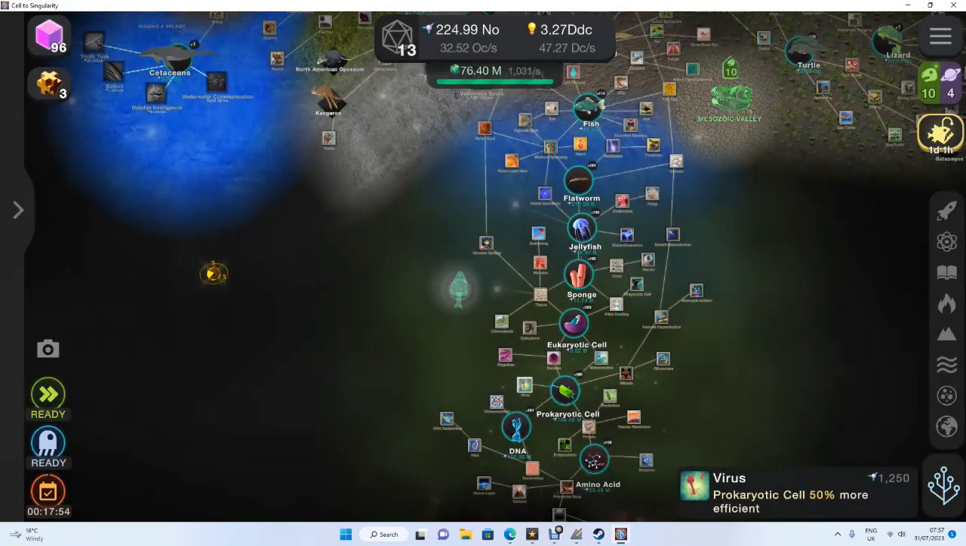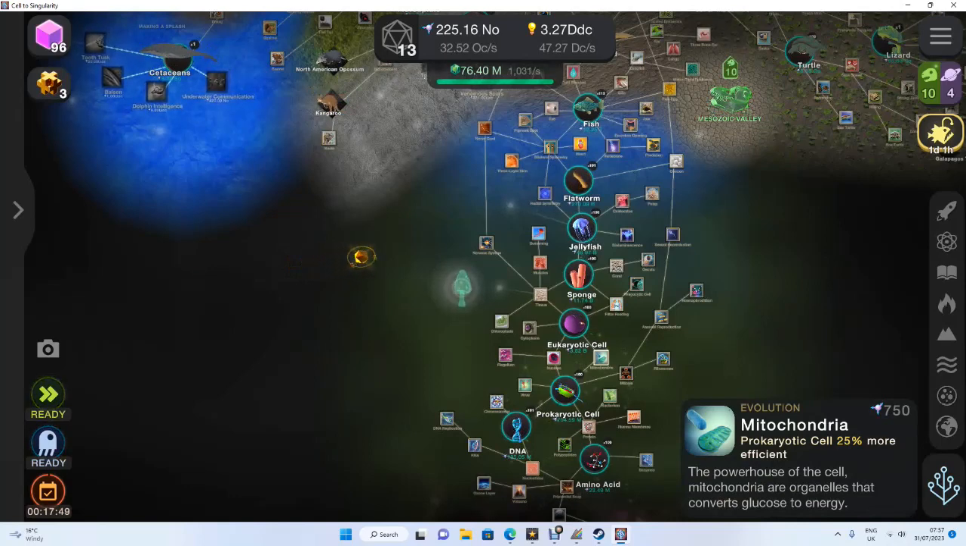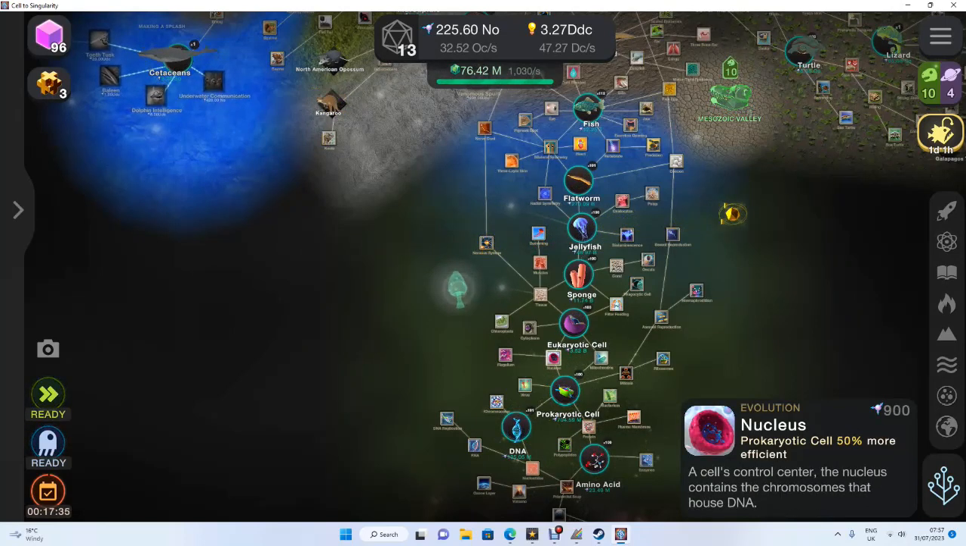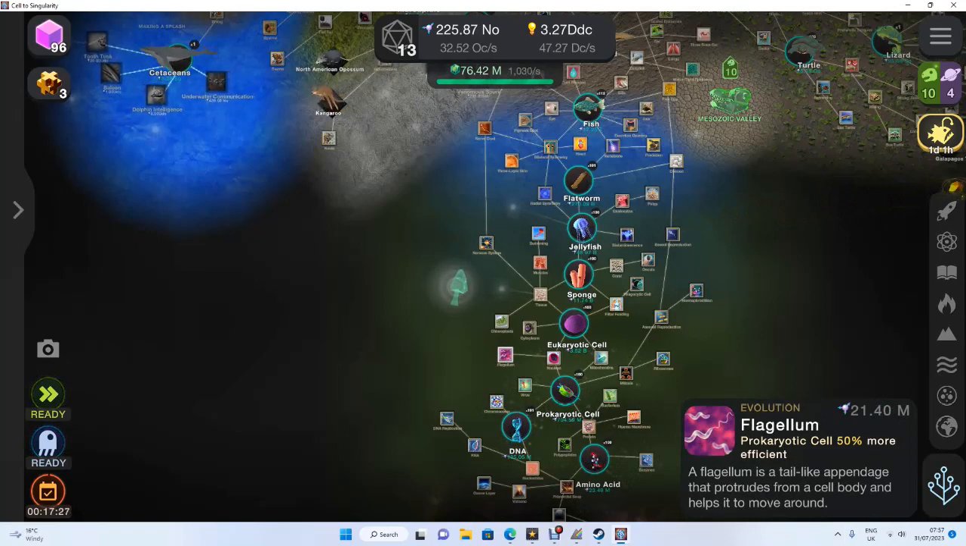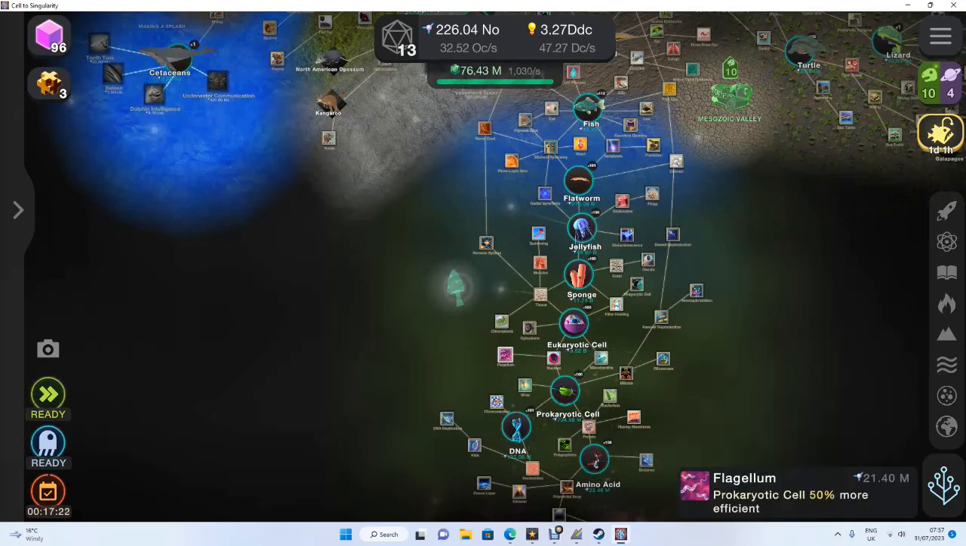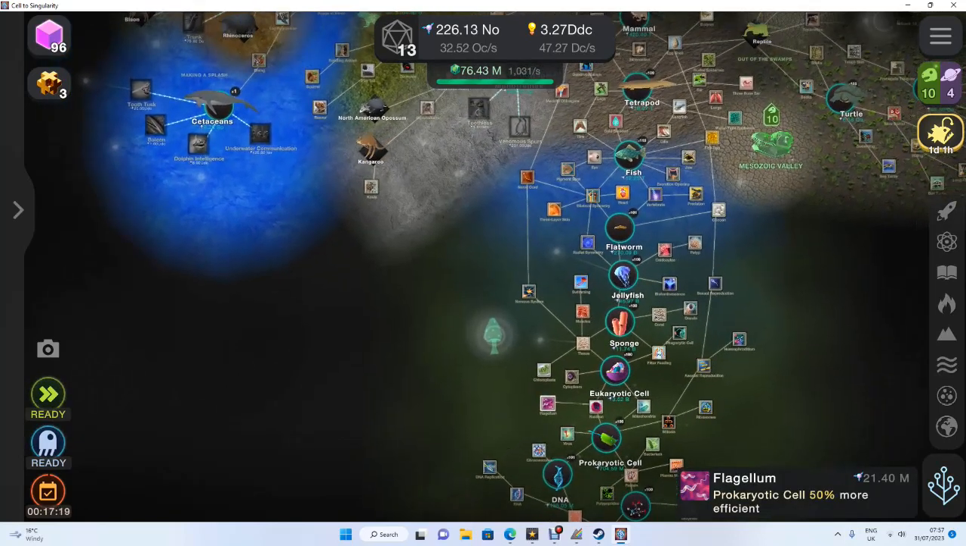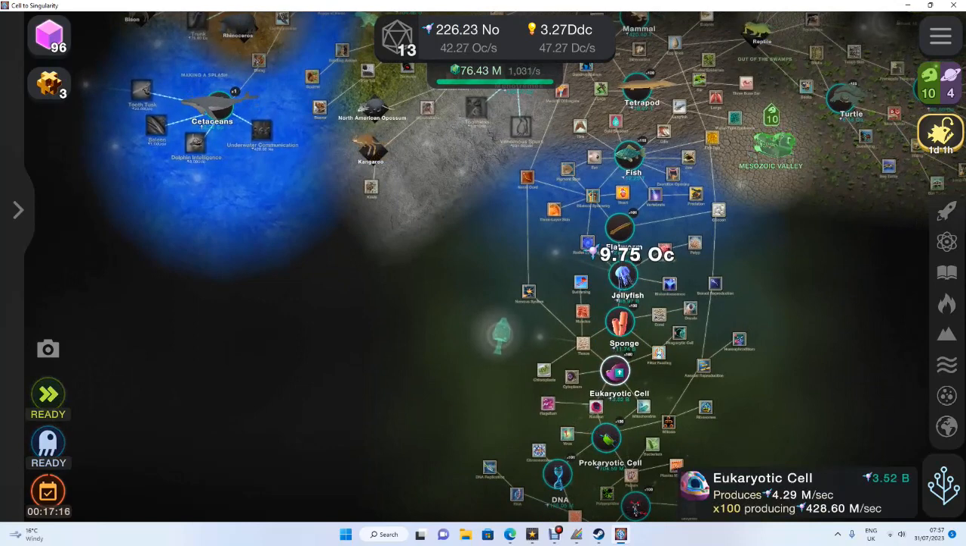Oh. Mitochondria, the powerhouse of the cell. Yeah, the powerhouse of the cell. Mitochondria are organelles that convert glucose to energy. Well, yeah. Cool. A cell's control center. The nucleus contains the chromosomes that house DNA. Flagellum is a tail-like appendage that protrudes from a cell body and helps it to move around. Yeah, that's what that is.